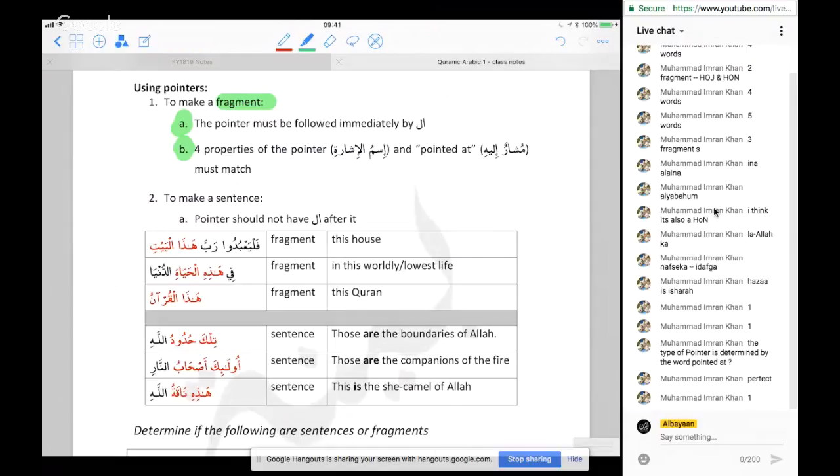Then we have sentences. To make a sentence, you do not have an al. The pointers should not have an al to make a sentence. There are a few examples given here. Haza al-bayti is a pointer fragment because there is an al after haza. Hazihil hayati we have done just now, and it has an al after it, and the four properties also match. Haza al-Quranu is also a pointer fragment because the four properties match and there is an al after it.